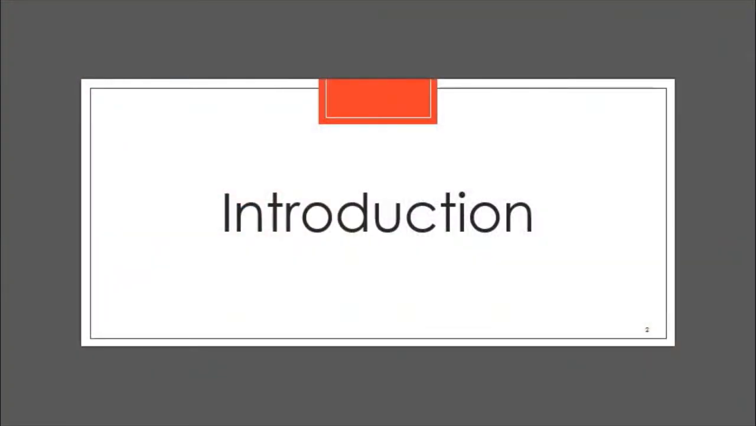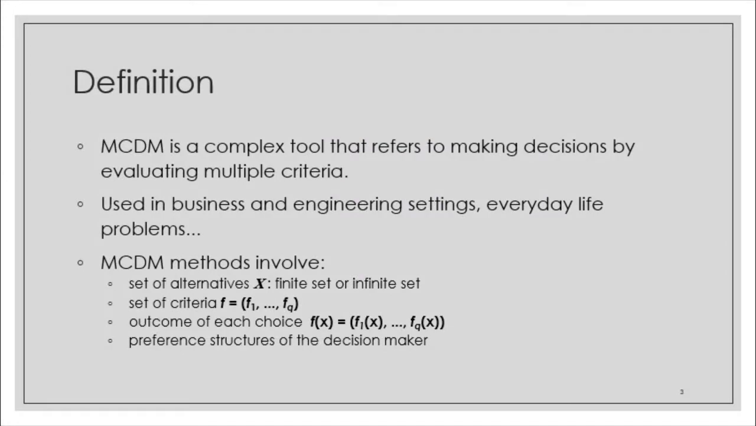Today, we will be discussing a very well-known and very well-researched discipline in decision-making, referred to as multiple criteria decision-making. Multiple criteria decision-making, or MCDM, is a complex tool that refers to making decisions by evaluating multiple criteria, which usually are conflicting in nature. MCDM methods are used in business and in engineering settings, but they're also used in everyday life problems.